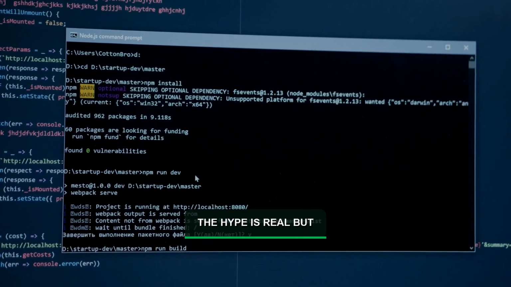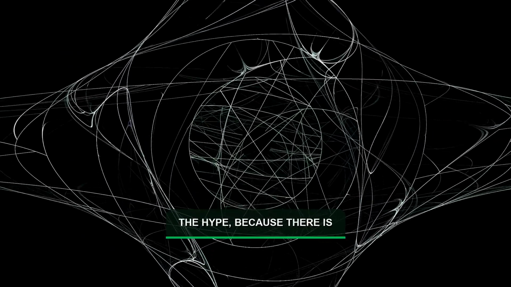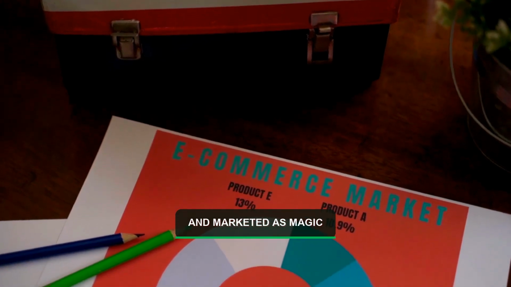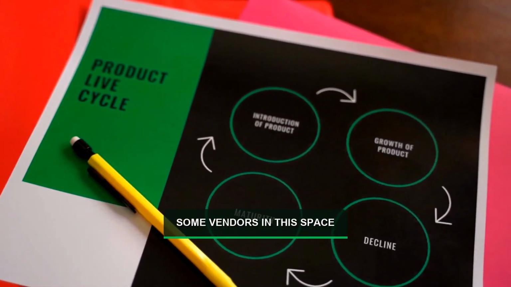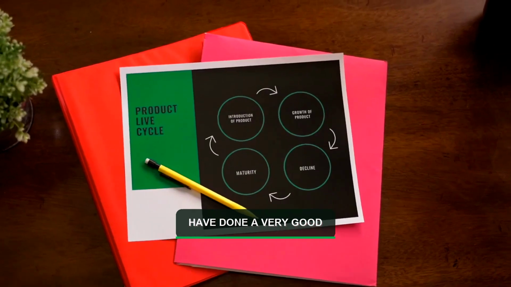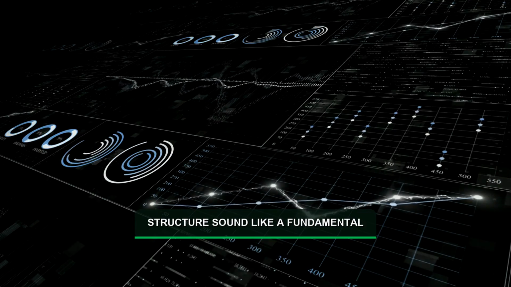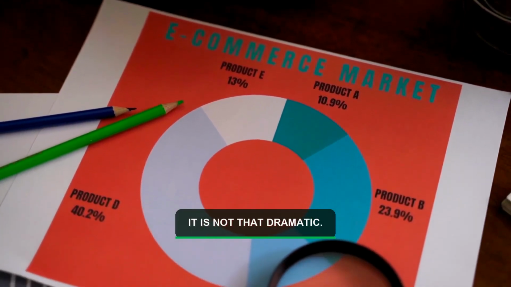The hype is real, but so is the problem it solves. Let me be honest about the hype, because there is a lot of it. Vector databases got swept up in the broader AI wave of the last couple of years and marketed as magic infrastructure that every application needs. Some vendors in this space have done a very good job of making what is essentially a specialized index structure sound like a fundamental shift in computing. It is not that dramatic.